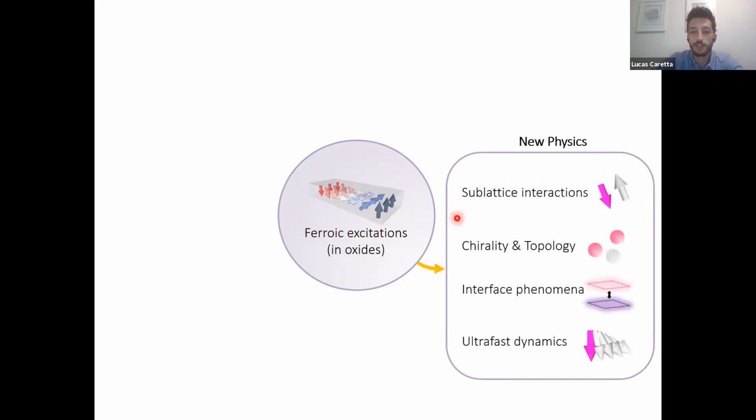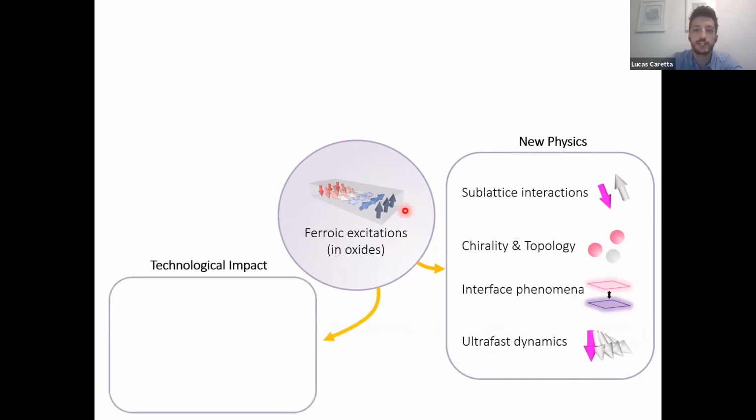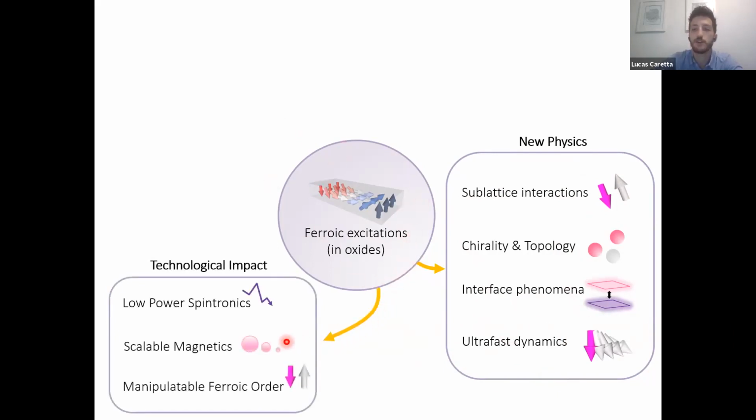So we can really study things like topology. I'll show you a variety of interface-driven phenomenon today. We can study the interactions between different sublattices of materials, and even what I'll focus on today is really looking at ultra-fast dynamics. And the hope is that by studying these sorts of excitations, we can either have some direct or indirect technological impact, such as scalable devices for memory and logic and other types of impact as well.